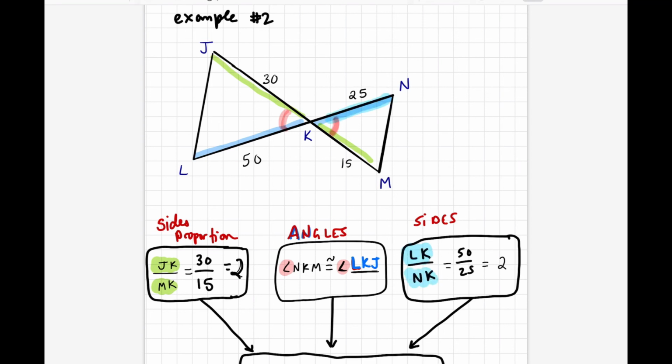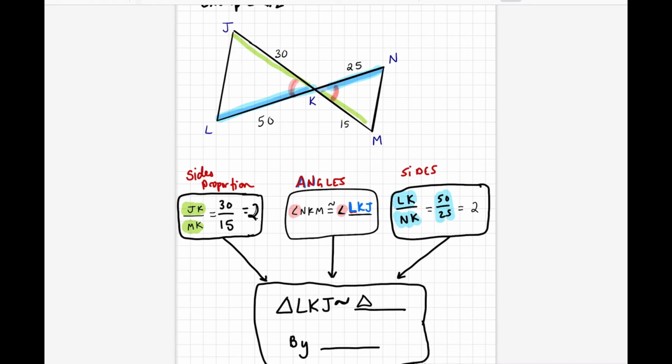I'm just going to color code this here to really show where it comes from. And, you know, in general here, I've got this last box I need to fill in. I need to write out the new triangle. So triangle LKJ, start at L, hit K, then go to J. We're going to label the other triangle similar, and we need to have the corresponding angle. So start with N, then K, then M. So triangle NKM.